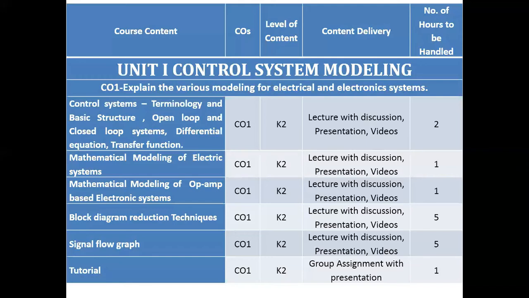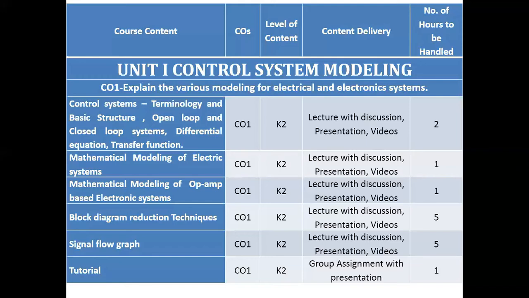Why are we going for this block reduction? A control system may consist of a number of components, and each component will perform different operations, right? That is in control engineering. So for the functions performed by each component, we commonly use a diagram. That diagram is represented by a block diagram.